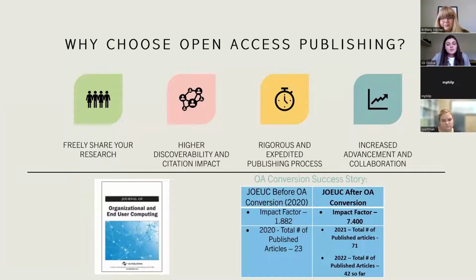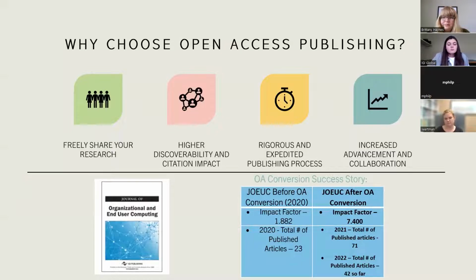You may wonder what the benefits are to publishing under open access. Because open access publications are no longer solely accessible behind a paywall, published open access research can be freely shared, which leads to higher discoverability and citation impact. Open access publications still follow the rigorous standards and expedited publishing process while also going through the peer review process. The ability to freely share and distribute open access materials leads to increased advancement and collaboration with peers and others in the field.